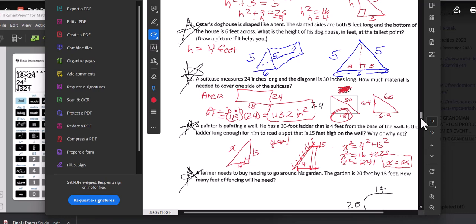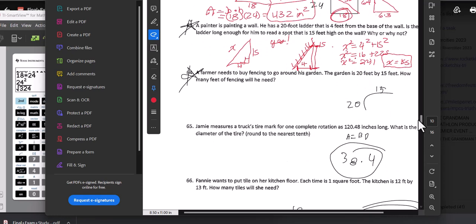A farmer needs to buy fencing to go around his garden. The garden is 20 feet by 15 feet. How many feet of fencing will he need? Okay, well, this was a good start, but of course the garden has these sides as well. So that's 20 and that's 15. Is there something I'm missing here?